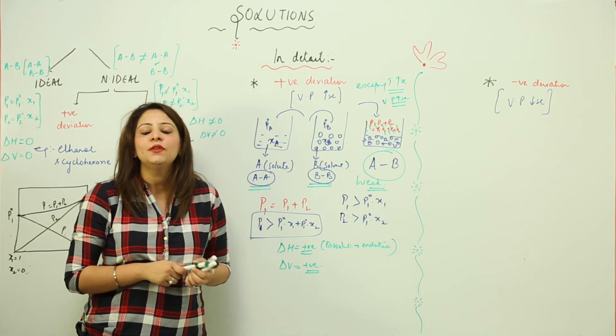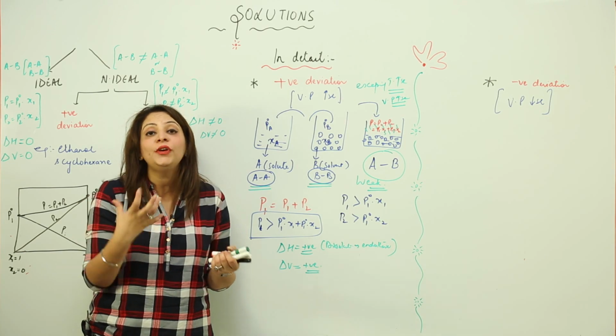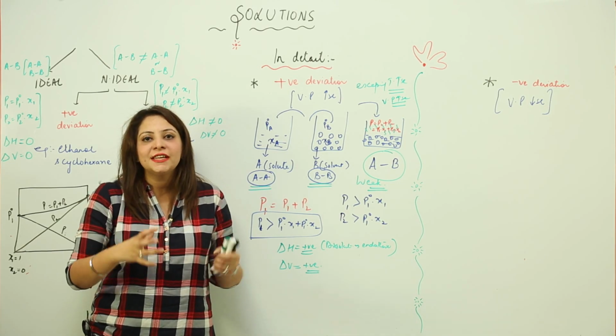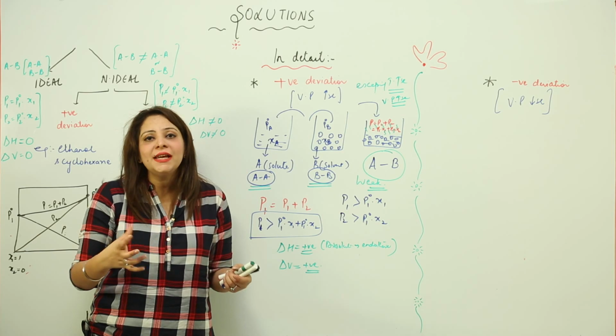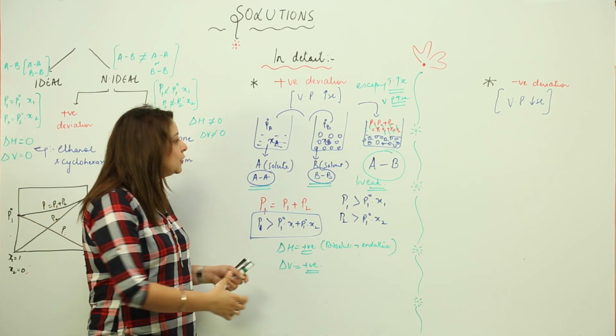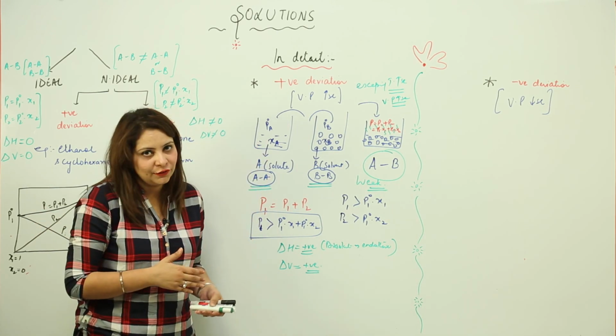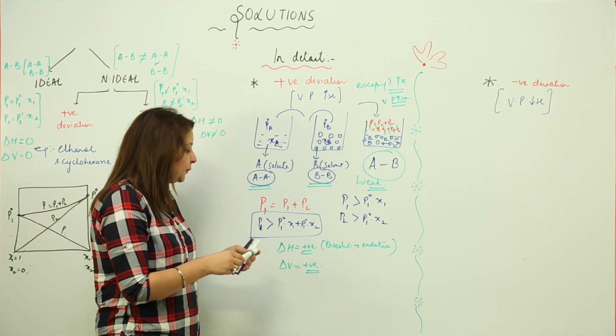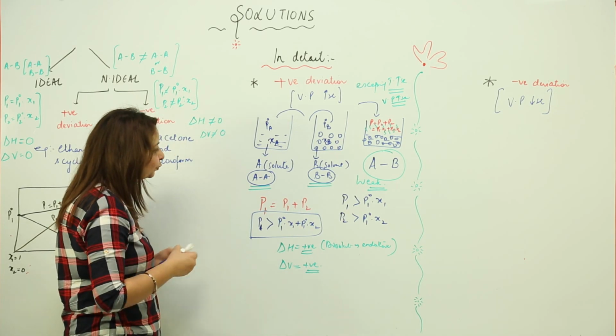And when we talk of delta V, obviously it is going to be positive. Now, why is delta V going to be positive? See, because it has a weaker interaction. Weaker interaction means they will be loosely held, and when they are loosely held, obviously volume is going to increase if we compare it with the ideal one. So that is why we say that they are showing positive deviation. So let me take one example in order to explain you.